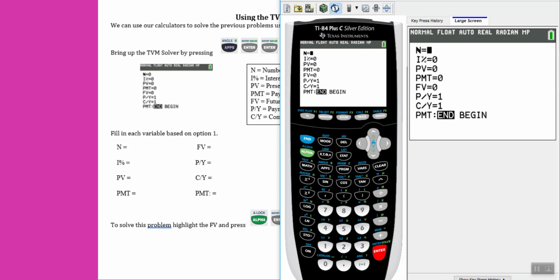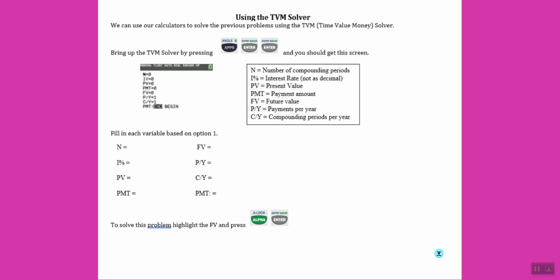So let's look at what each of these stand for. N is the number of compounding periods. It's basically how much time goes by. It also has to do with how many payments you're making to the account if you're making payments. I% is the interest rate. You're not going to change it to a decimal. You're just going to put it in exactly what it says in the problem.